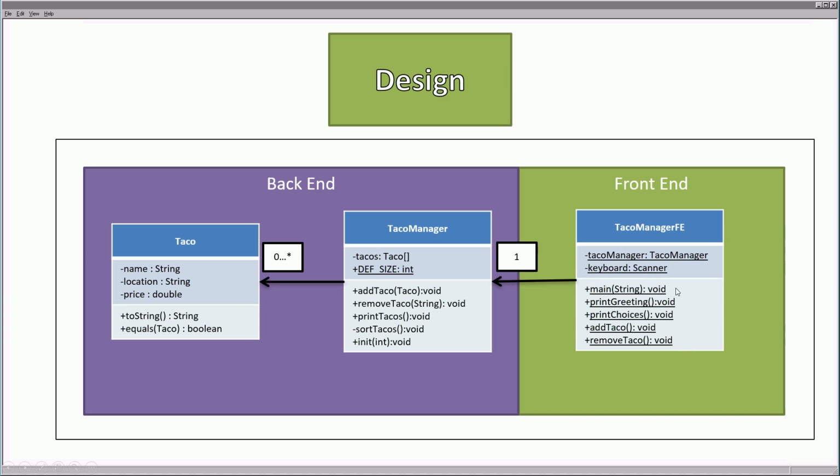Then from there we have our methods, which are all static methods. The main method, this method called print greeting, print choices, add taco, and remove taco. All of this is how the user is going to use the back-end functionality. So this method add taco is going to use the add taco method from our Taco Manager, and same thing for the remove taco. The only difference is this is going to provide the interface in which the user can now use this software. Now that we have designed our software, we now move on to implementation.